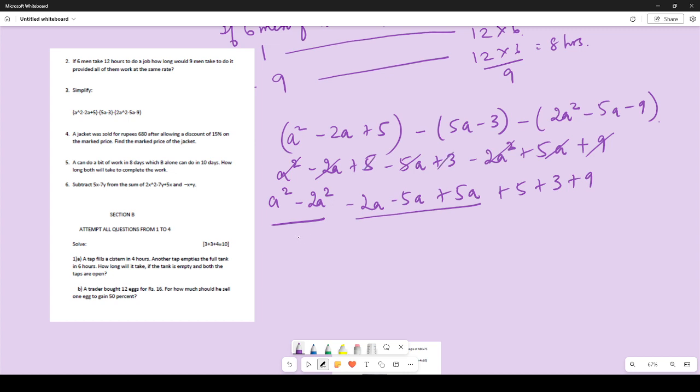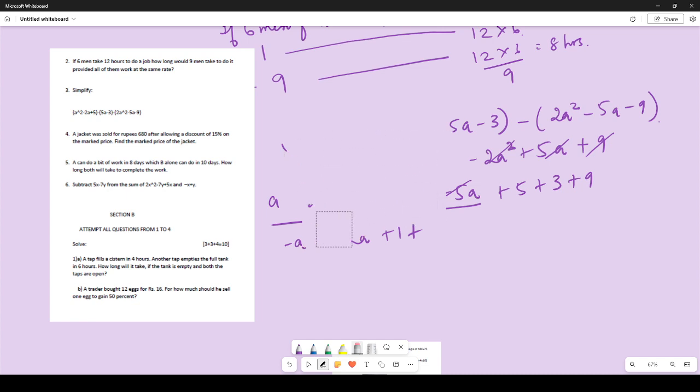Now a square minus 2a square is minus a square. Now minus 5a plus 5a get cancelled out, and we are left with minus 2a. 5 plus 3 plus 9 is 17. So this should be your answer: minus a square minus 2a plus 17. Now let us take up the next question.